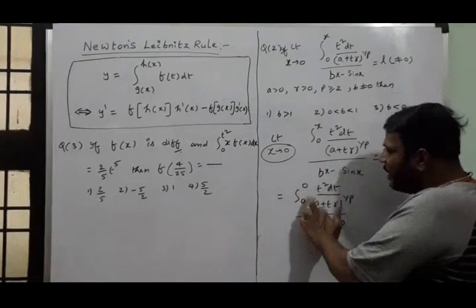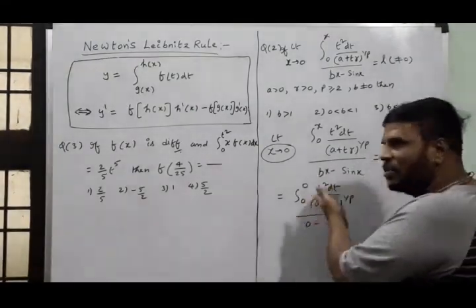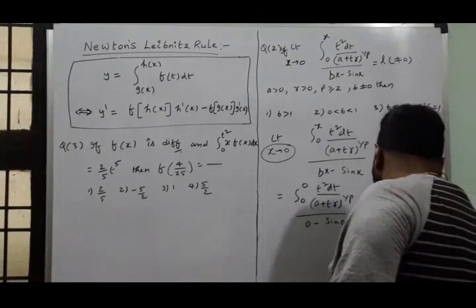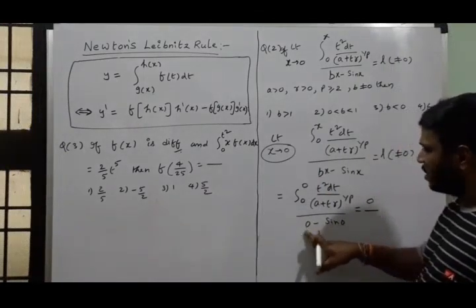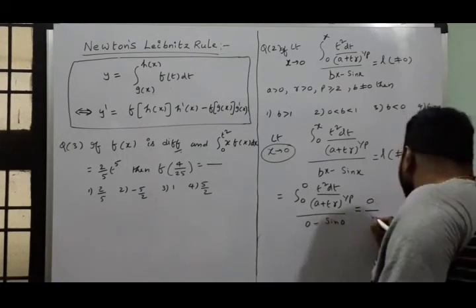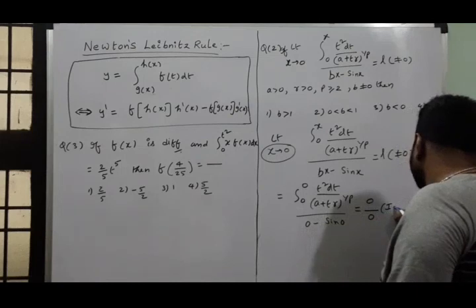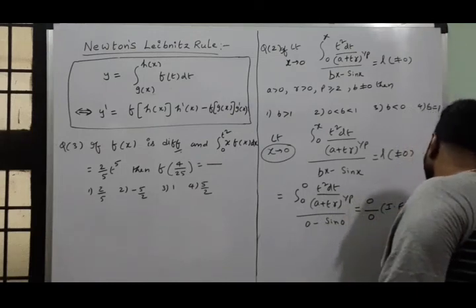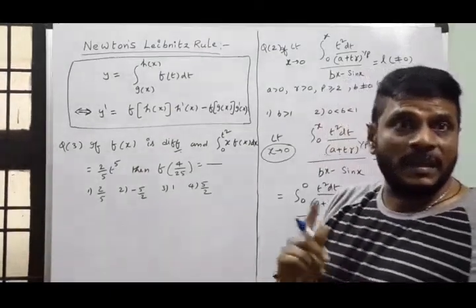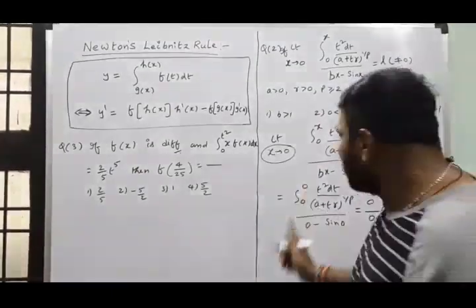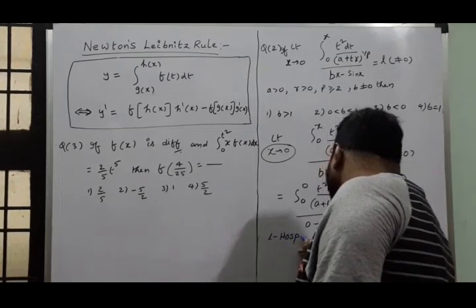Whenever the upper limit and lower limit are both equal, this value becomes 0. So the numerator is 0. What is the denominator? Sin 0 is 0. So you will get 0 by 0, which is an indeterminate form. So whenever you get an indeterminate form, apply the L'Hospital rule.